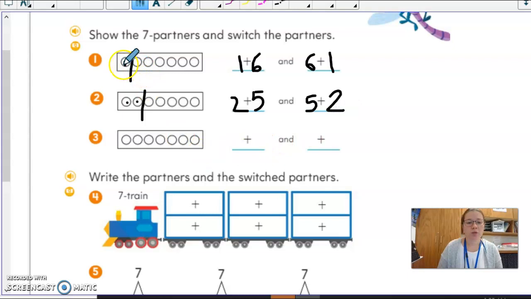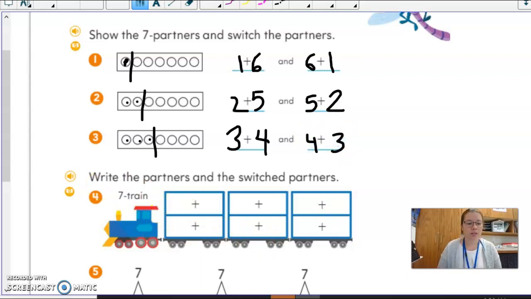So we split it up by 1. We split it up by 2. Let's break it apart by 3. We have 3 and 4. Now if we switch those partners, instead of 3 plus 4, it would be 4 plus 3.